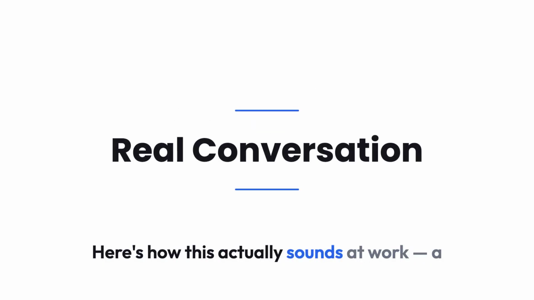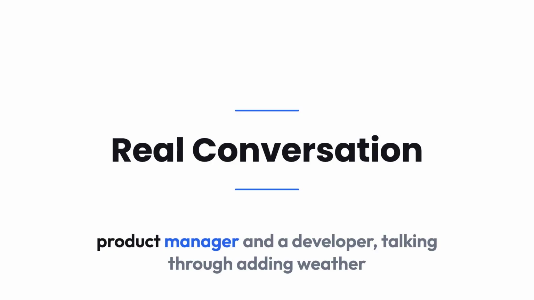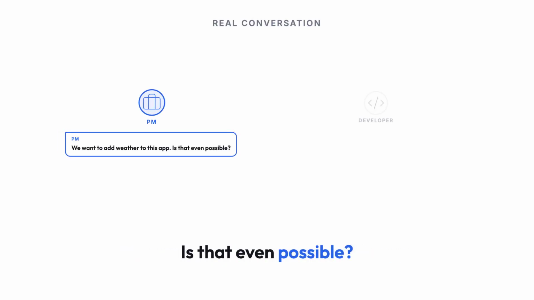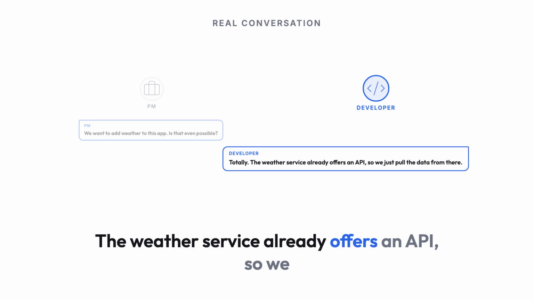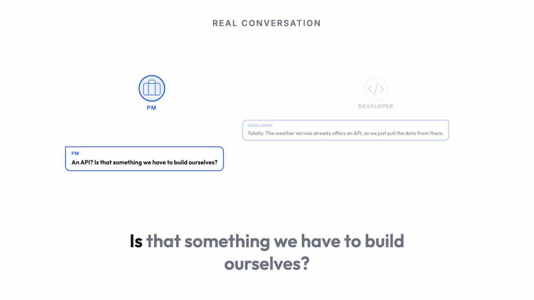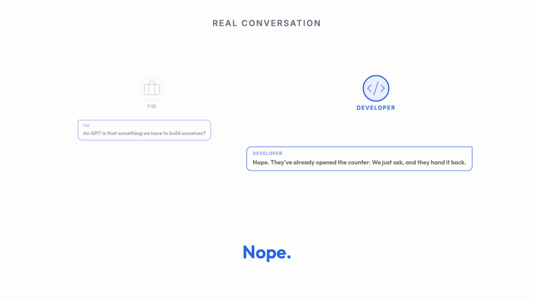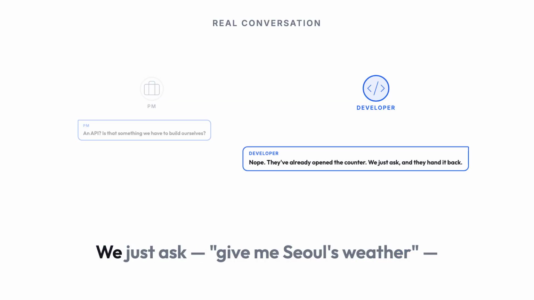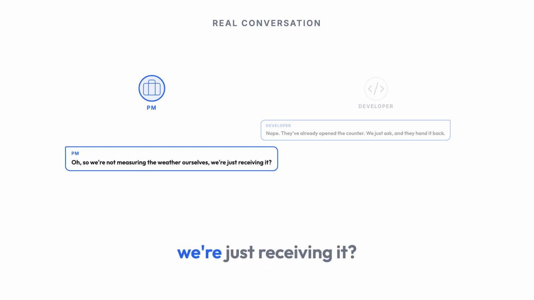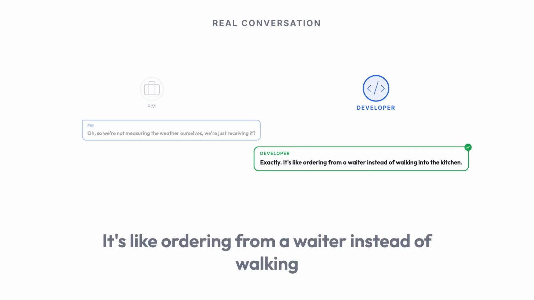Here's how this actually sounds at work. A product manager and a developer talking through adding weather to an app. We want to add weather to this app. Is that even possible? Totally. The weather service already offers an API, so we just pull the data from there. An API? Is that something we have to build ourselves? Nope. They've already opened the counter. We just ask, "Give me Seoul's weather," and they hand it back. Oh, so we're not measuring the weather ourselves? We're just receiving it? Exactly. It's like ordering from a waiter instead of walking into the kitchen.